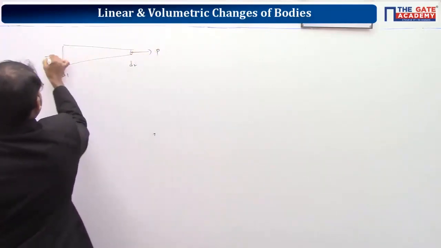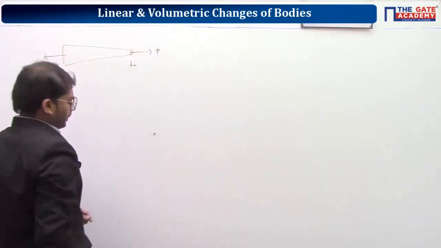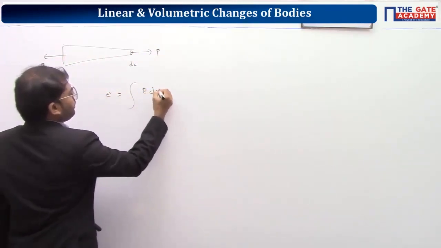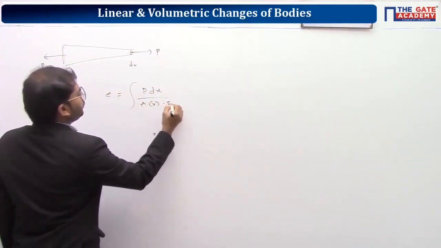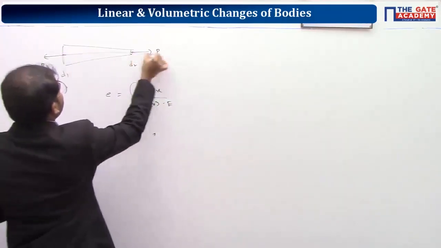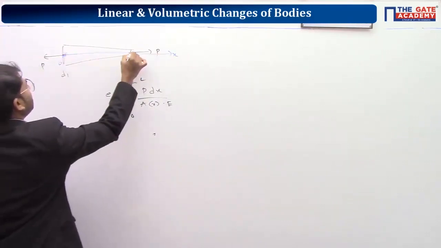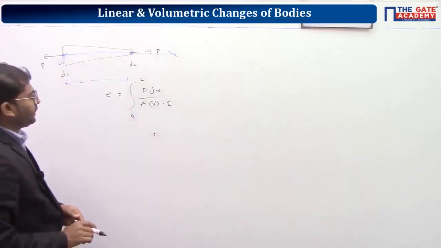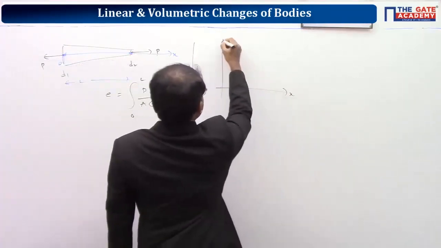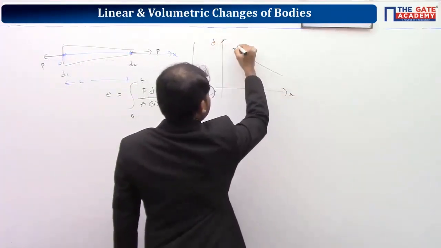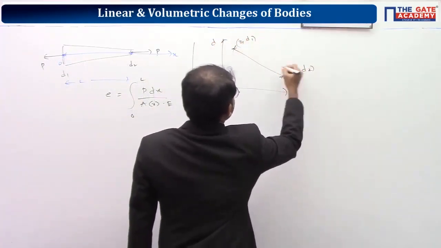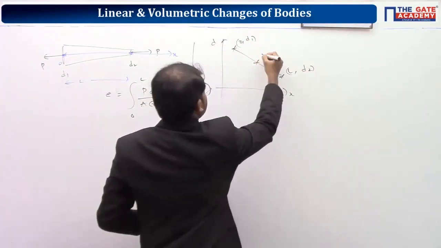So when you are applying a tensile force P here, we have the formula for elongation as the integral of P dx by A of x into Young's modulus, from 0 to L. Here the x-axis varies from 0 to length L. This is x, and the diameter is varying. At x equal to 0 the diameter is d1, at x equal to L the diameter is d2. At a distance x the diameter is d.